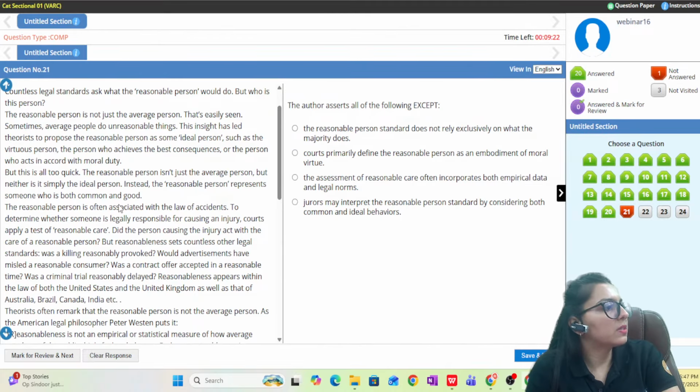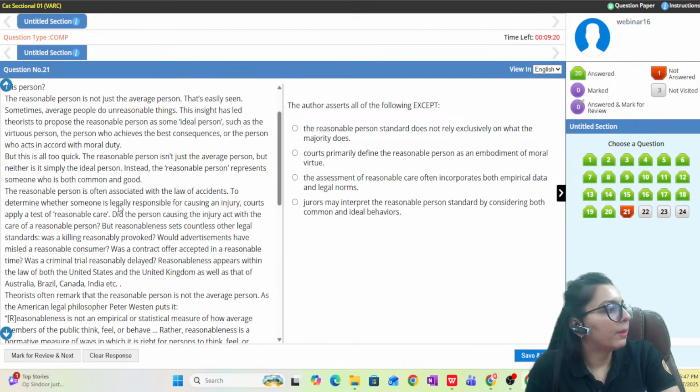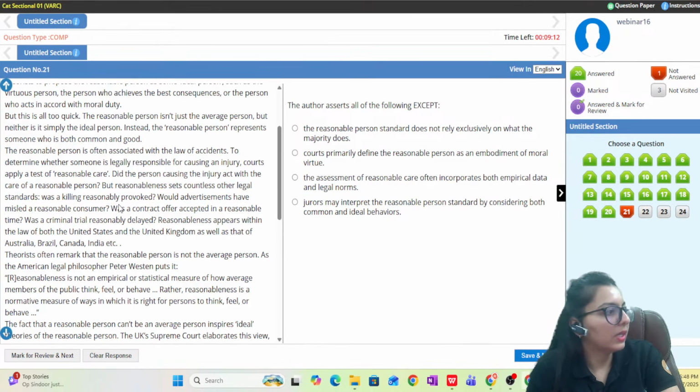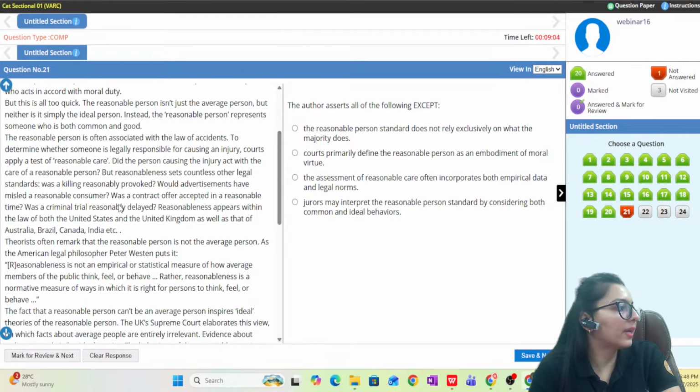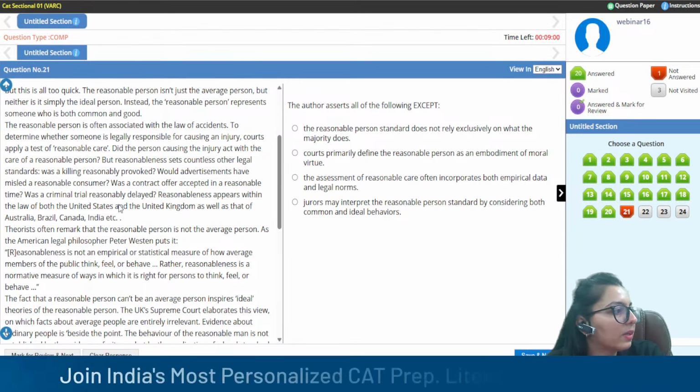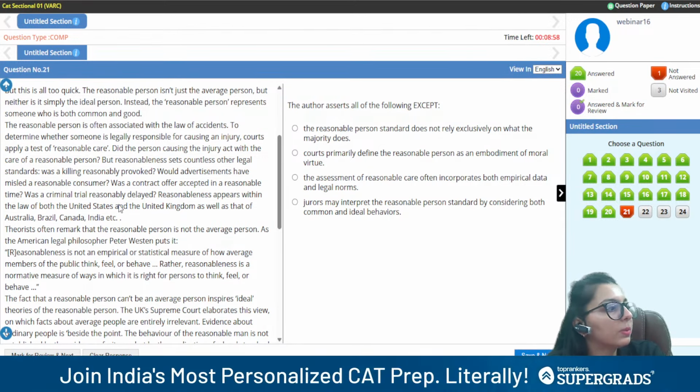A reasonable person isn't just the average person, but neither is it simply the ideal person. Instead, a reasonable person represents someone who is both common and good. The reasonable person is often associated with the law of accidents. To determine whether someone is legally responsible for causing an injury, courts apply a test of reasonable care. Did the person causing the injury act with the reasonable care of the reasonable person?